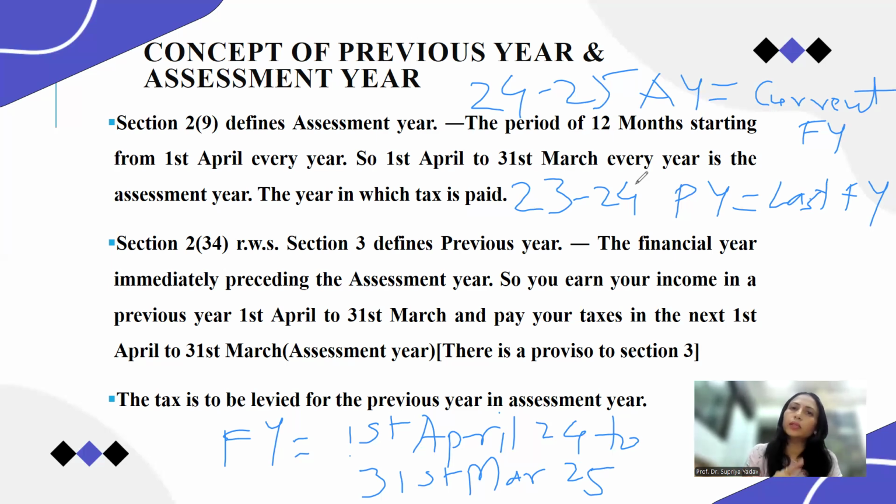Okay, but the whole income which is assessed in the assessment year is the previous year's income. Previous year means last financial year's income we are assessing in the current financial year. That is the assessment year.